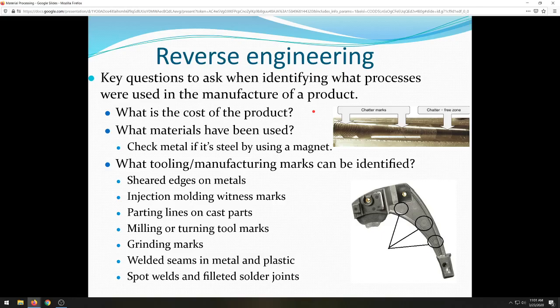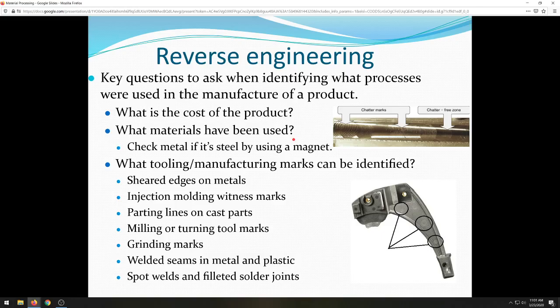So was it less costly than its cousin, so to speak? The average product in that family, or was it more costly? What materials have been used? This is tricky. But generally speaking, you should be able to tell, is it plastic, is it metal, is it wood, or something like that.